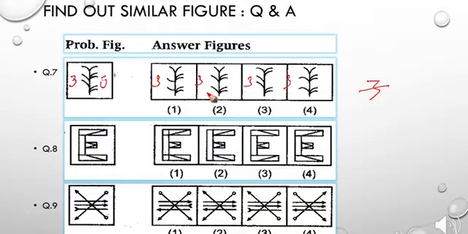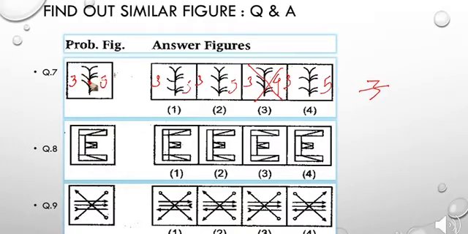In option 1, 1 2 3 4 5. In option 2, 1 2 3 4 5, again 5. In option 3, 1 2 3 4, only 4. Anyway, option 3 we have already rejected, so no need to do it again. In option 4, 1 2 3 4 5, again 5 branches are there, so we can't find a difference so far, and we are able to reject only option 3. Let's check further.